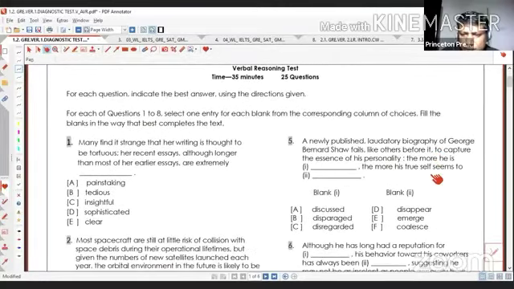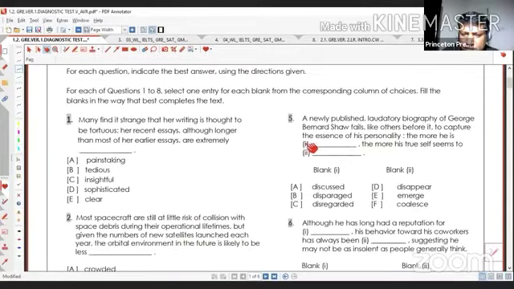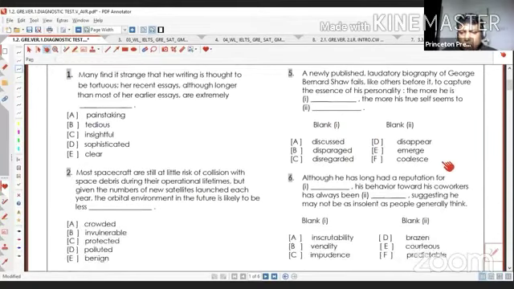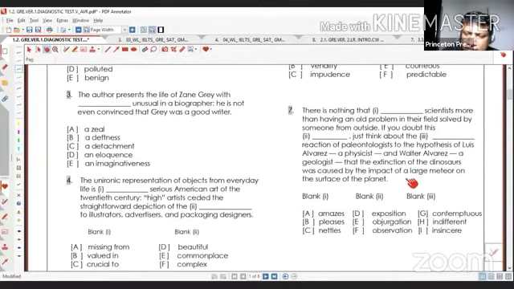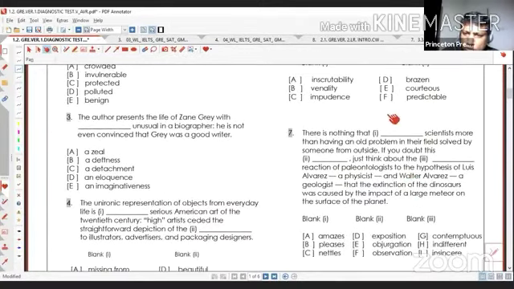What about the next one? The next one also has a blank. Here are 2 blanks. In the first blank, you'll be choosing 1, and for the second one, you'll be choosing 1. It's the same. Look at number 7.